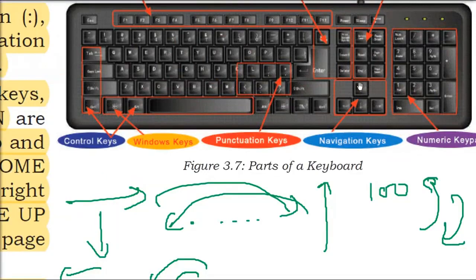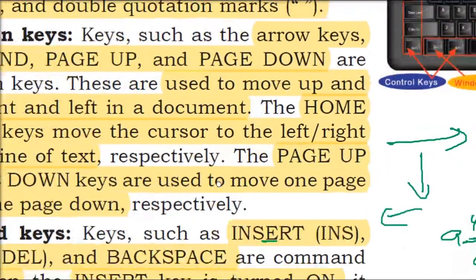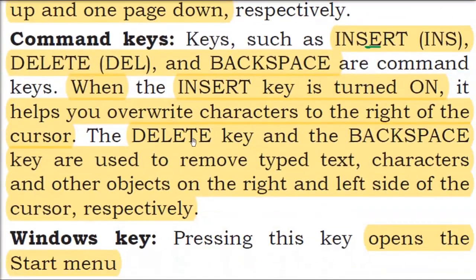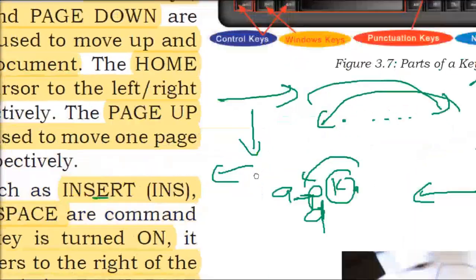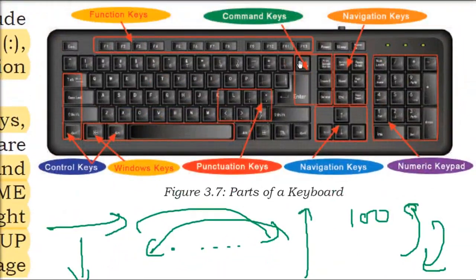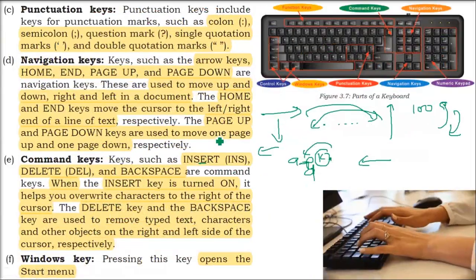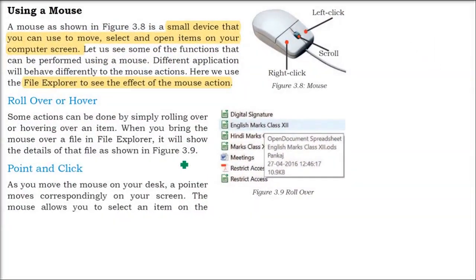So if you see here, these are combinations. These are command keys, as I said: insert, delete, backspace. If you see the above one, it is showing the command keys. These in green you can see are the command keys, and the arrow is also pointing to the command key. It depends on which software, which application you are working on.